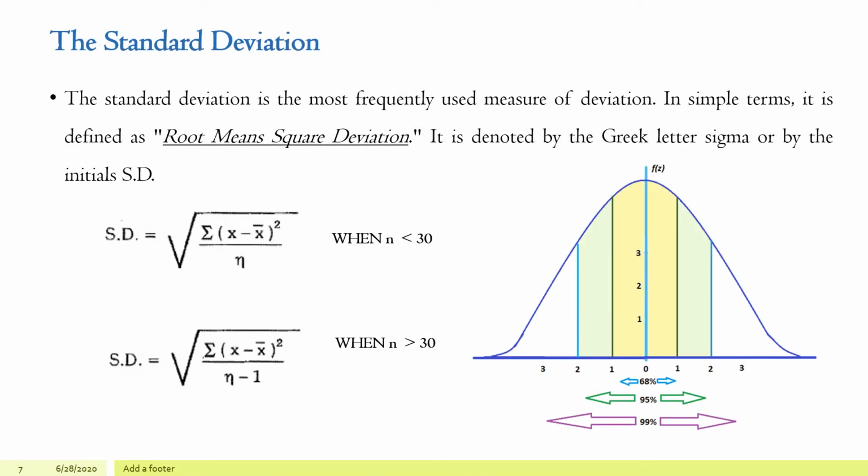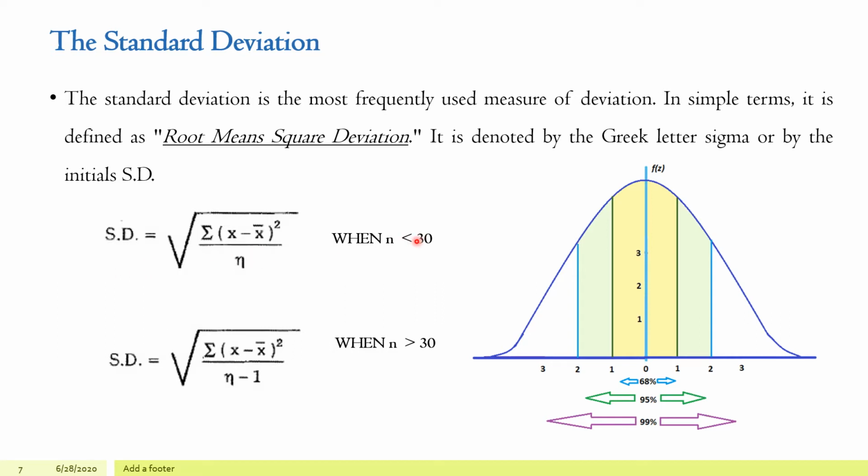Coming to standard deviation. Standard deviation is the most frequently used measure of deviation. In simple terms, it is defined as root mean square deviation. It is denoted by the Greek letter sigma or by the initials SD. SD is equal to the square root of summation (x minus x bar) whole square divided by n.